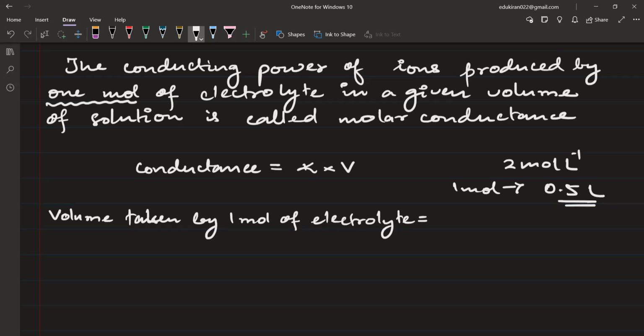Yes or no? Please tell me, guys. 1 mole of electrolyte will be in 0.5 liters. Correct? Because what does 2 moles per liter mean? It means that there are 2 moles in 1 liter. That means 1 mole in 0.5 liters. Yes or no? Correct?